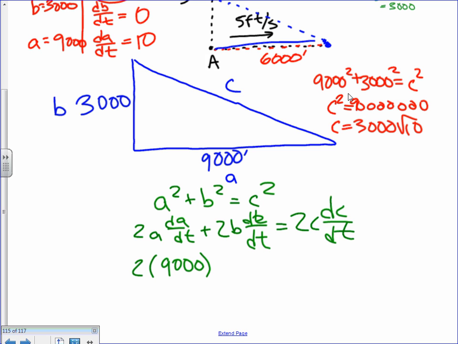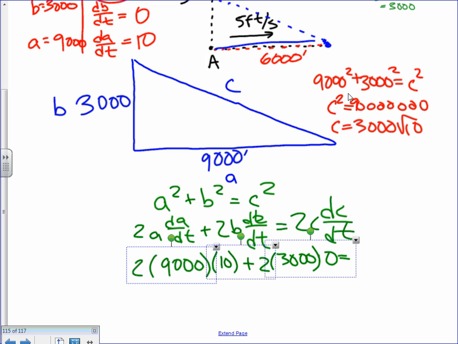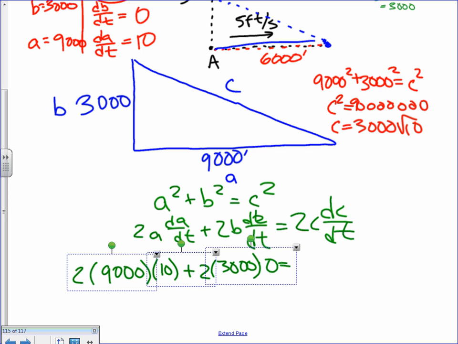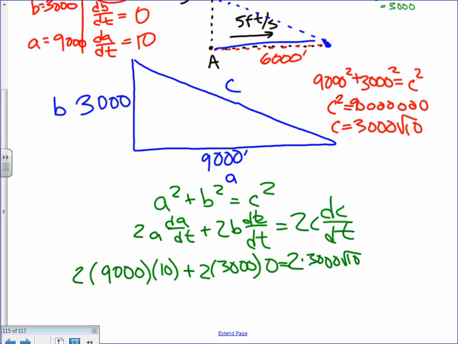dA/dt is 10, plus 2 times B is 3,000, 2 times 3,000. And dB/dt is 0, equals... I'm running out of space again, so I'll move it over. Equals 2, and C is 3,000 square root 10. And dC/dt, well, that's what we're trying to solve for, so that stays in our problem. Okay, time to simplify.